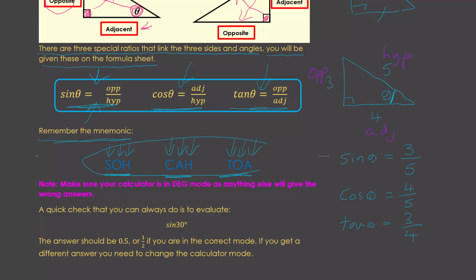So SOH CAH TOA. Don't ever forget that, because although it says up here it might be on a formula sheet, or it will be on a formula sheet, you really need to remember it because it's not going to be on a formula sheet going beyond year 9.